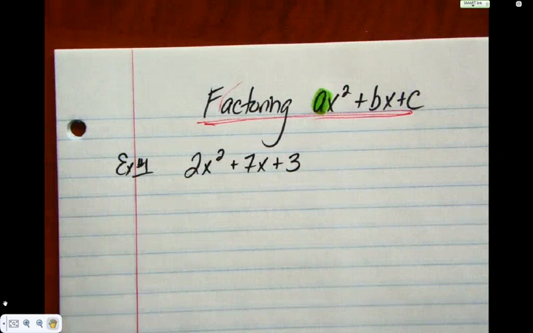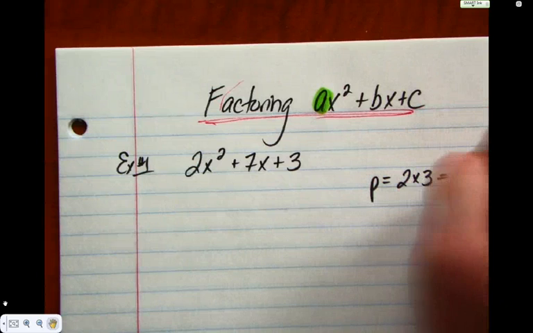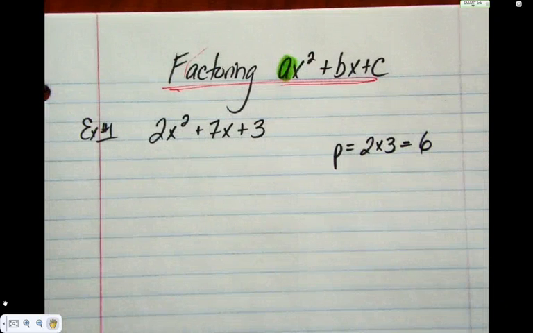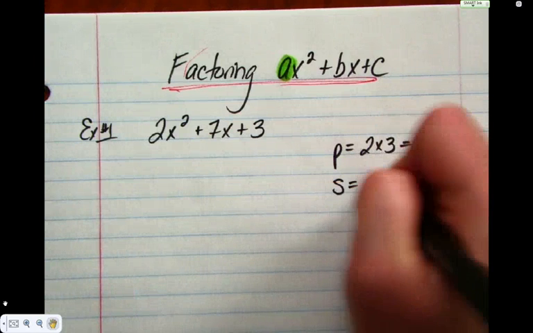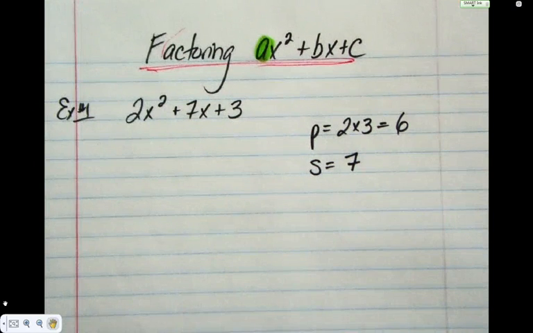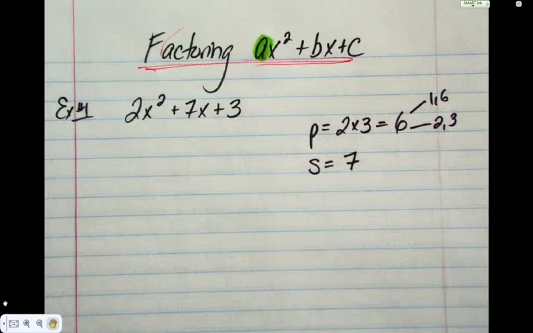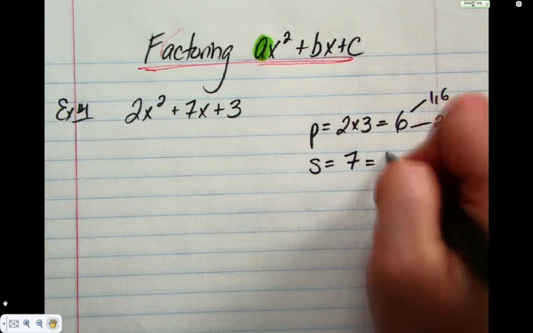Okay, keep those steps right beside you because you're going to need to refer back to them until you know this off by heart. Step number 1 is the product, and it's the first times the last. So in this case, it's 6. The sum we're looking for is the middle number or the b value, which in this case is 7. Already, a lot of you could see without even writing them down, it's got to be 1 and 6 is the only combination that's going to equal 7.